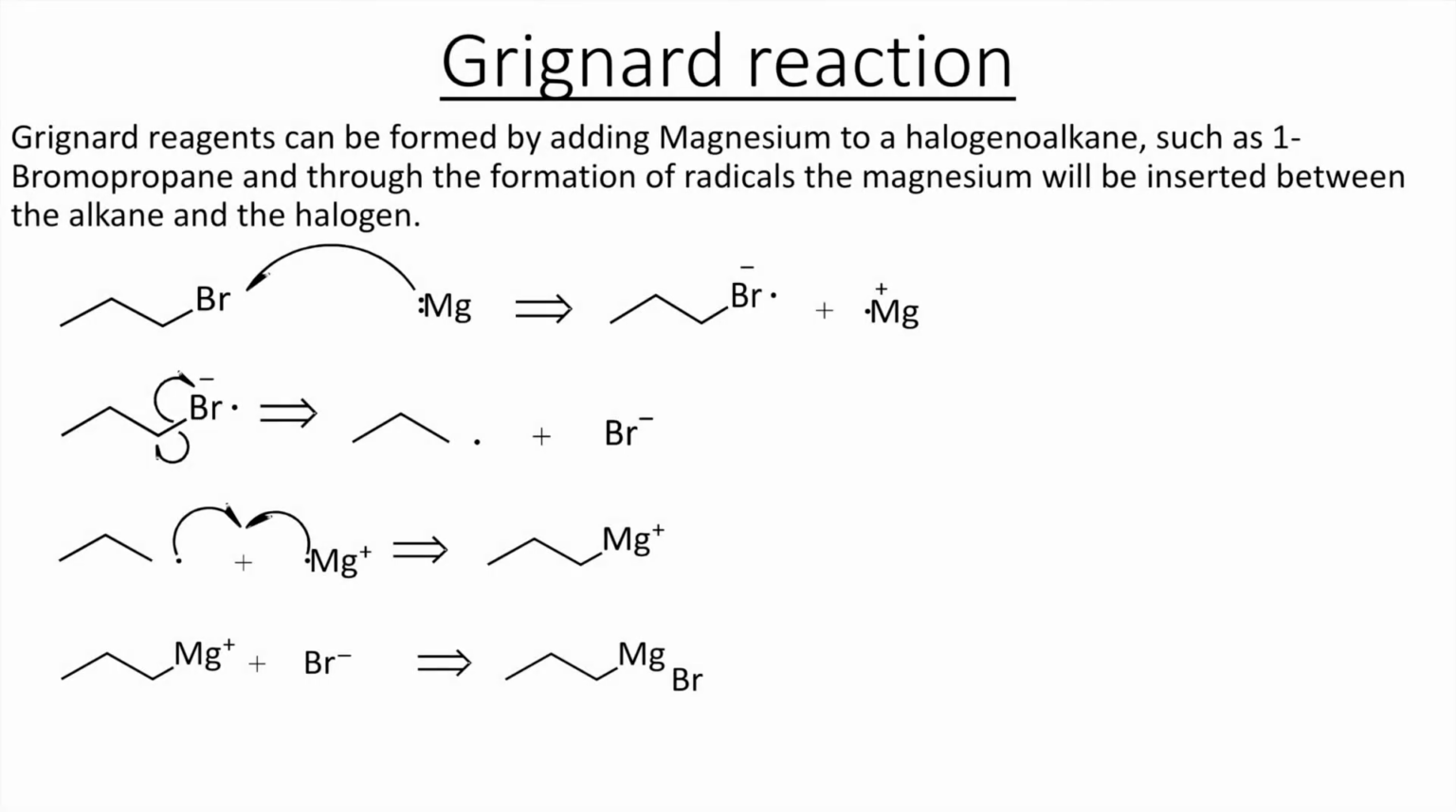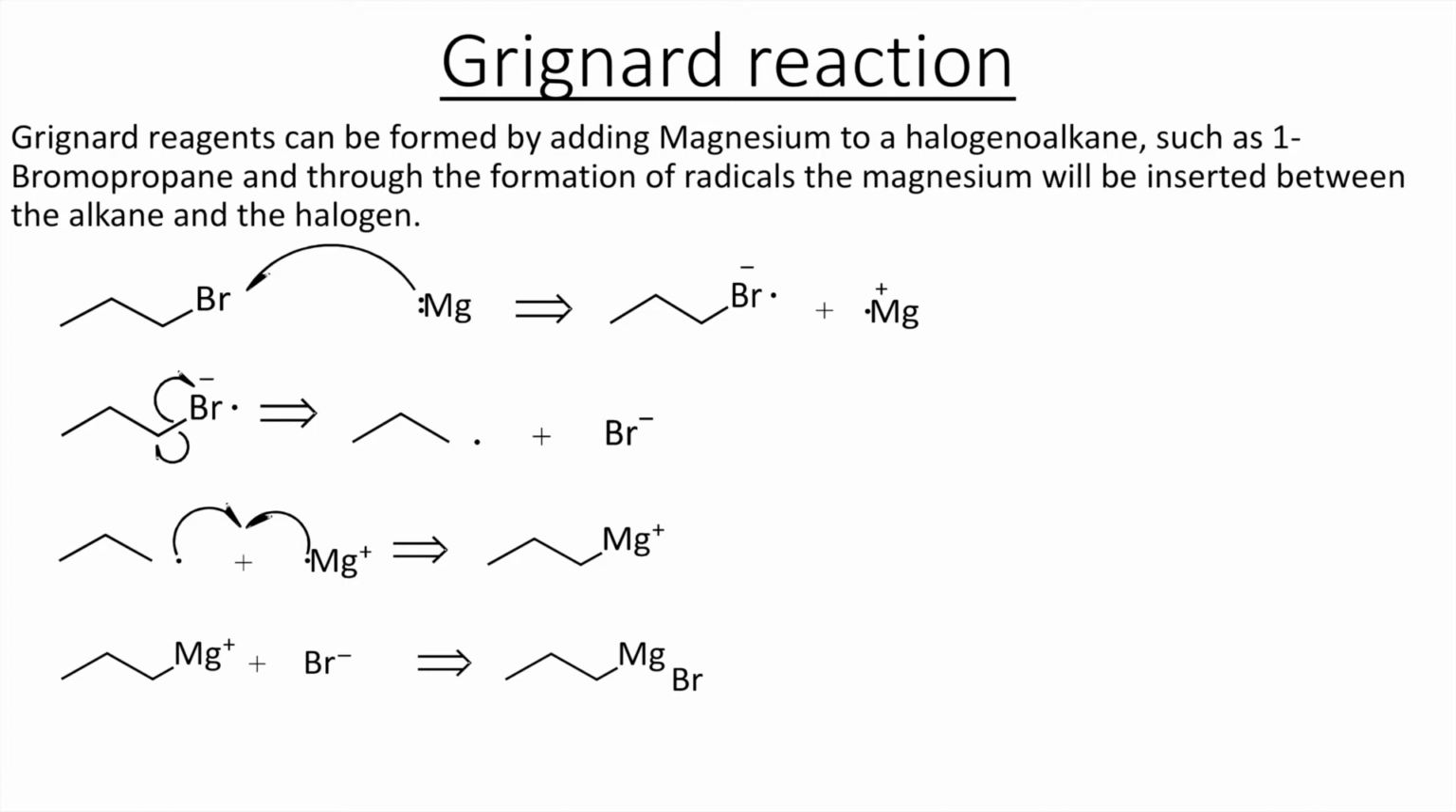Grignard reaction. Grignard reagents can be formed by adding magnesium to a halogenoalkane, in this case 1-bromopropane. So in the formation of radicals, the magnesium will essentially insert itself between the alkane and the halogen, in this case bromine. As you can see, one of the electrons from the magnesium will attack the bromine, leading to the formation of a free radical on both the bromine and the magnesium.